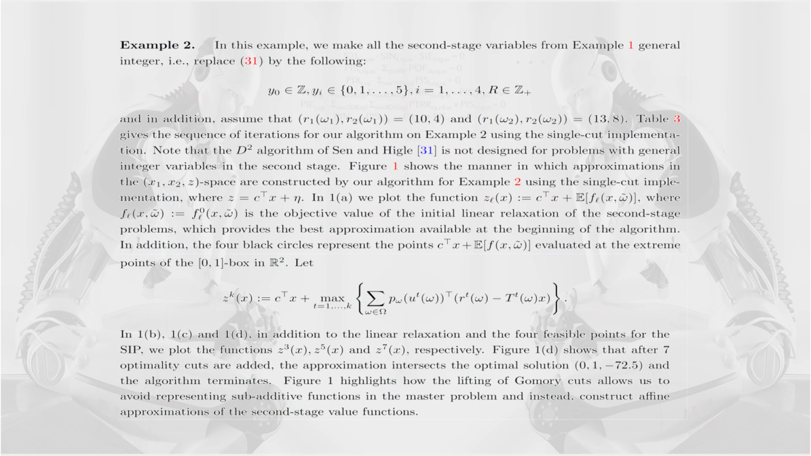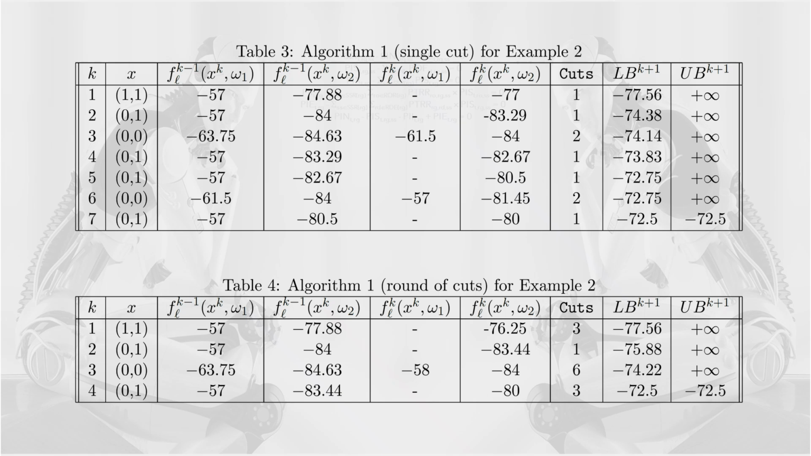The image shows the description of example 2. Tables 3 and 4 show the results for example 2. Table 3 shows that 9 cuts were generated for the single cut version. Table 4 shows that 13 cuts are generated in the iterations performed when a round of cuts is added in the second stage. However, the round of cuts approach requires only 4 iterations to end up with an optimal solution.